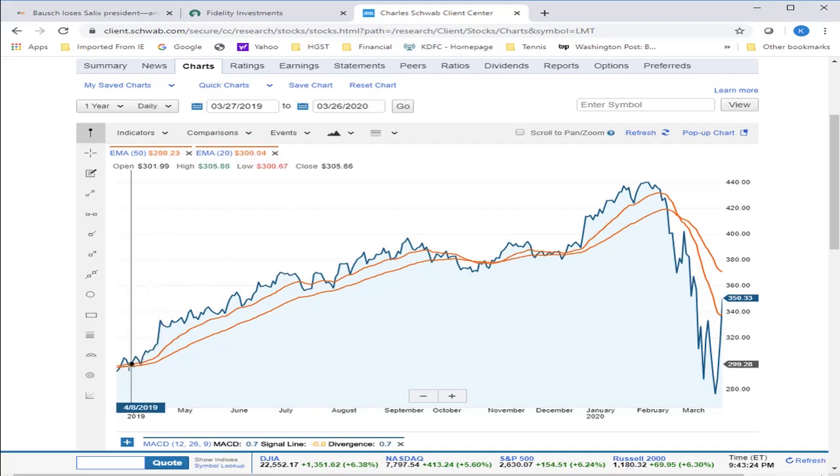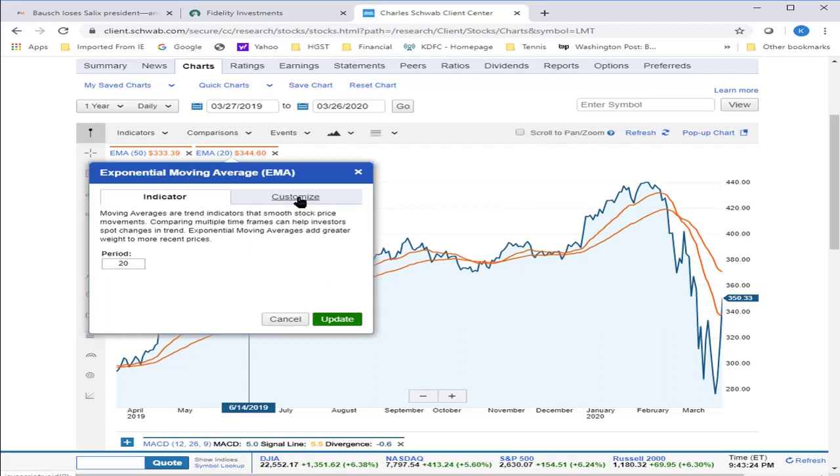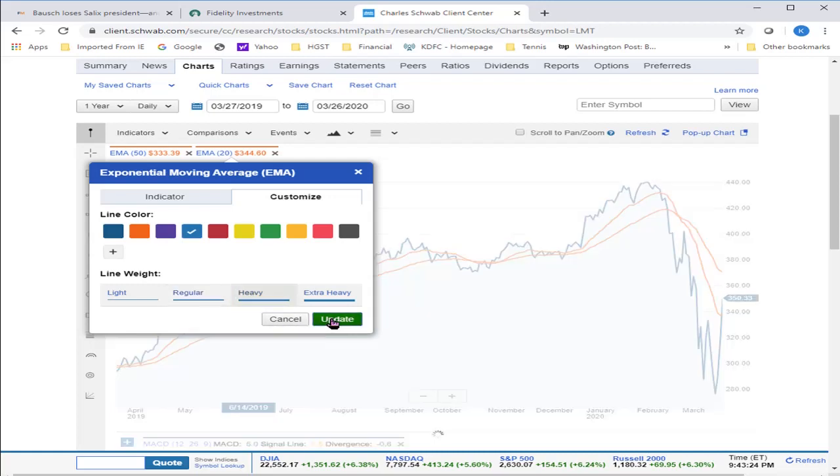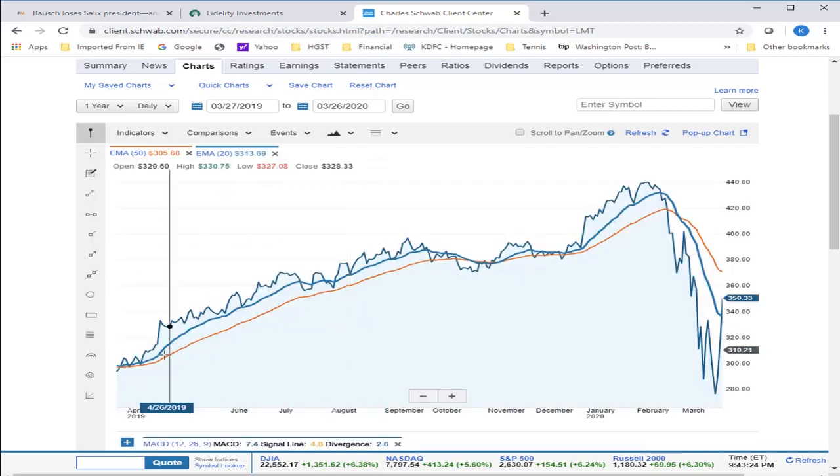So the 20-day moving average follows the price of the chart much closer. You can see this particular color is the same as the other one, so we're slightly similar. And we can go ahead and edit that, customize it, and we can change it to blue, and you can change the weighting also. So maybe a little bit heavier, and we'll update the chart. So now you can see the heavier chart here showing the 20-day moving average.